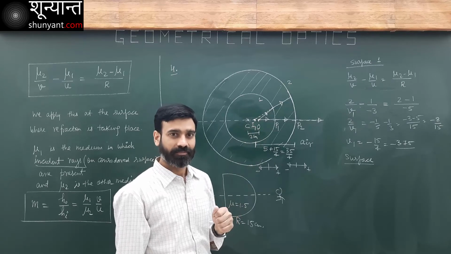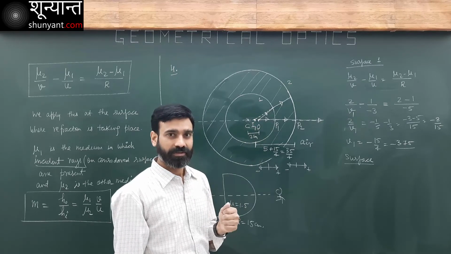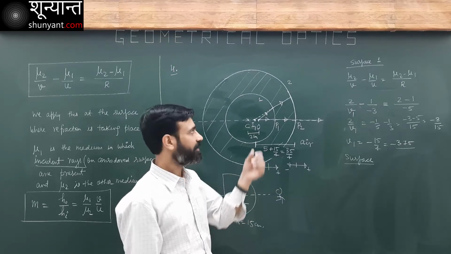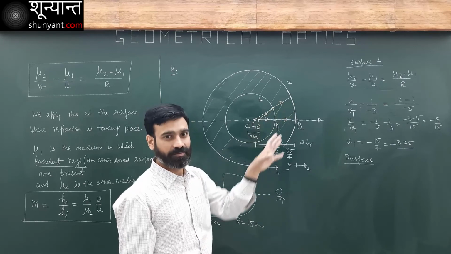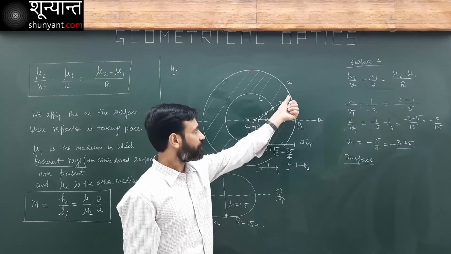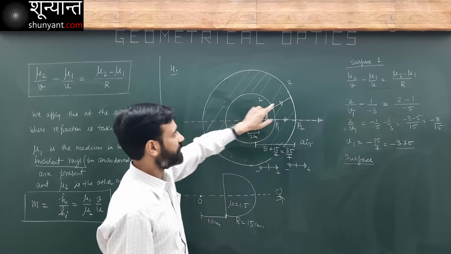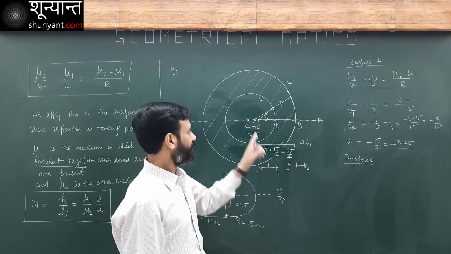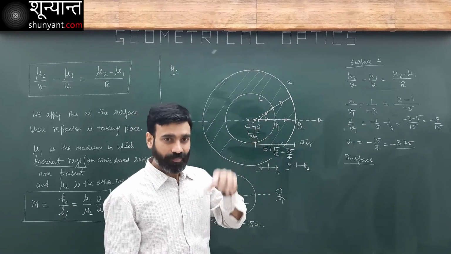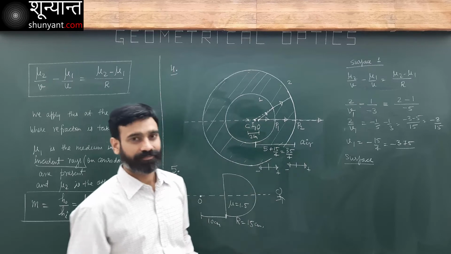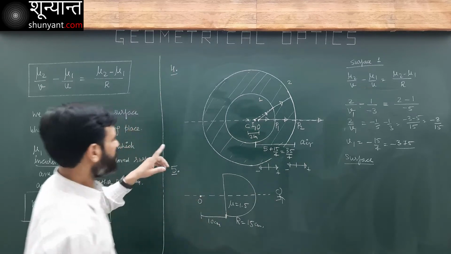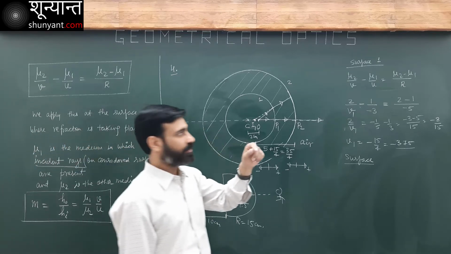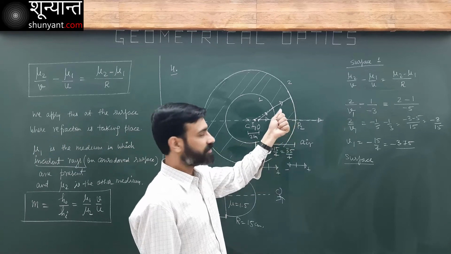That happens because you think mu1 is the medium in which the object is present. That is not correct. Mu1 is the medium in which the incident ray is present. Now this surface knows nothing about this medium here. For this surface, everything to the left of it is medium 2. This appears to be in air for me because I am looking from the outside. So this is very helpful in deciding mu1 and mu2.